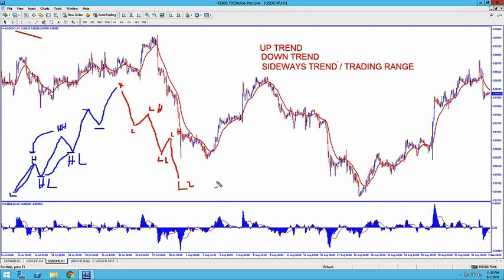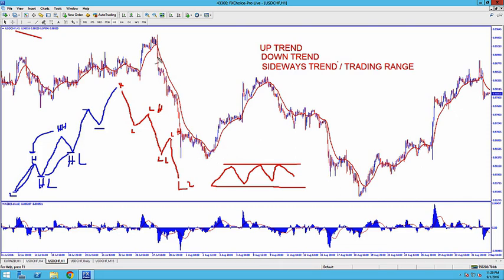Now, a sideways trend is typically this, where the market goes sideways in a range with no direction. There are no higher highs, there are no higher lows. It's just basically sideways consolidation. Let's take a look at a couple of examples.